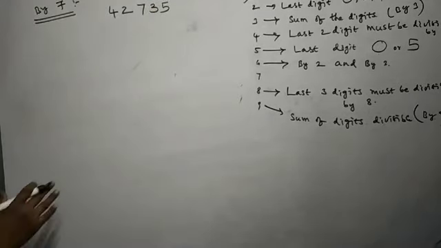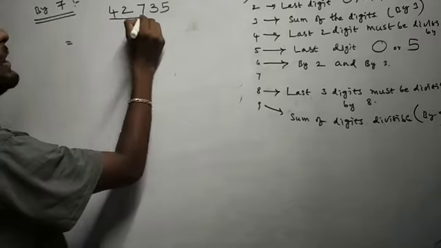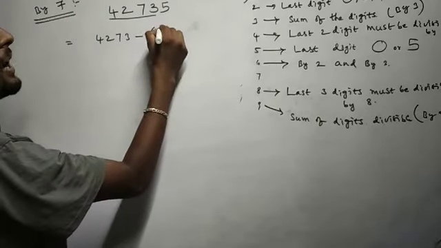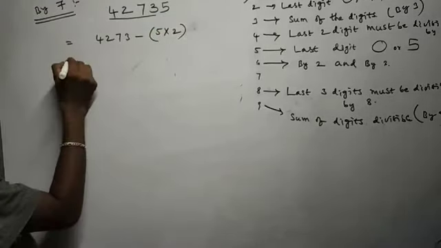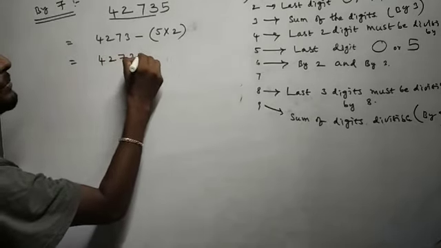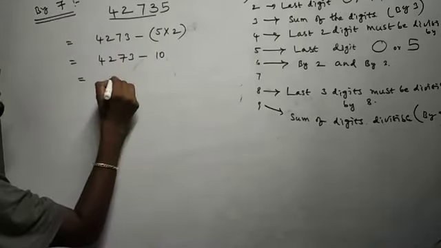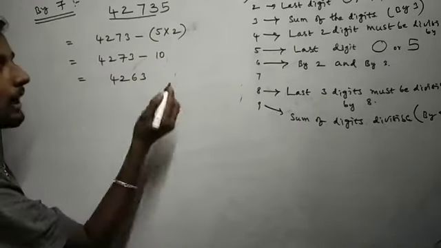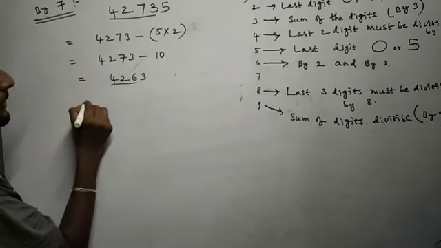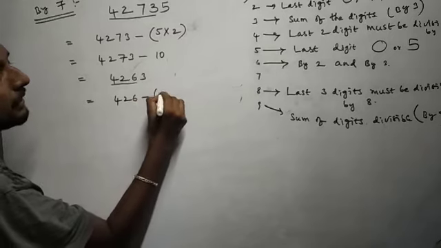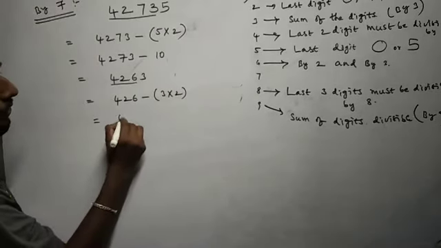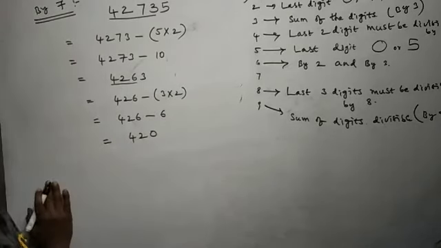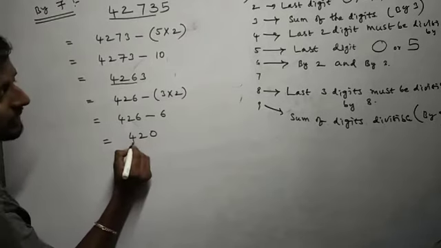It's a 5-digit number. Same rule. What I said: write all the digits except the last one. So 4 2 7 3 minus the last digit multiplied by 2. Next, 4 2 7 3 minus 10. Write the answer first: 4 2 6 3. Do you know whether it is divisible by 7 or not? So again, except the last digit, 426 minus 3 into 2. So 426 minus 2 3s are 6, simple answer 420. Correct?